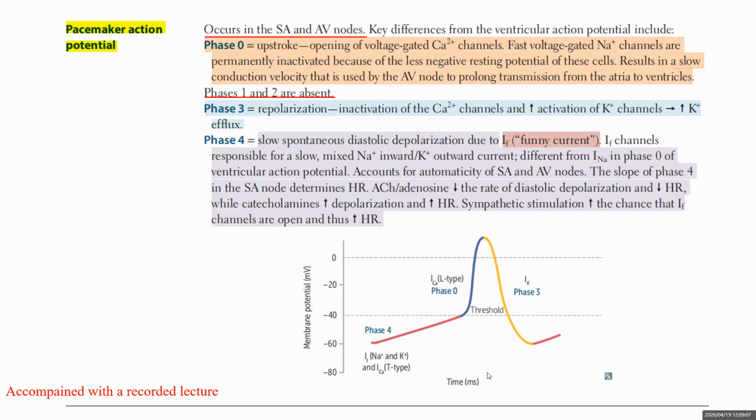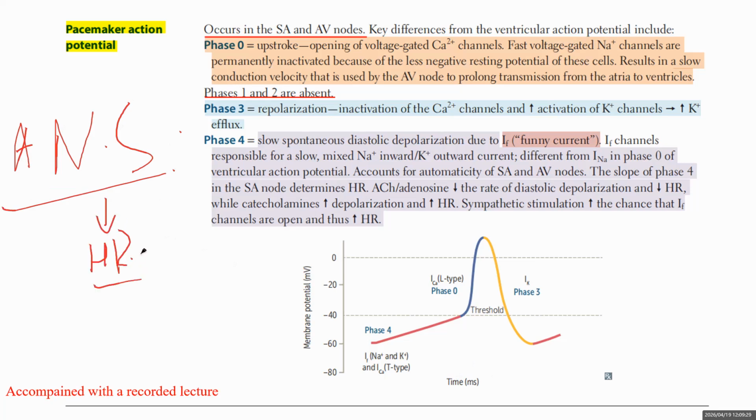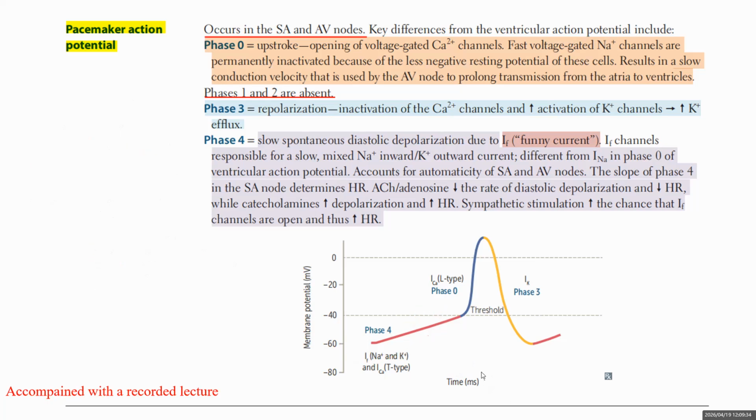Another important thing that is usually asked is the effect of the autonomic nervous system. The autonomic nervous system changes the heart rate, mainly by changing the slope of phase 4. What is the effect of the parasympathetic system on this? Let's look at this.